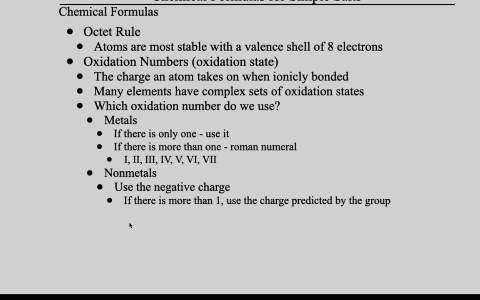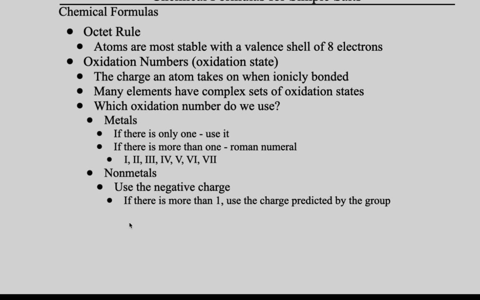So guys, can you find one where the non-metal has more than one charge? More than one negative charge? Say it again. Okay, nitrogen can be negative? Oh, sure enough. Good, great example. Let's do this. Take a look at nitrogen. So nitrogen is a non-metal, so we've established that we're going to use the negative charge. But now there's more than one negative charge, so which one are we going to use? And the answer is this. We're going to use the charge that's predicted by the group. So guys, what does that mean?